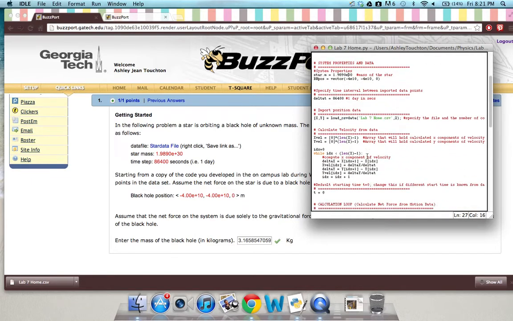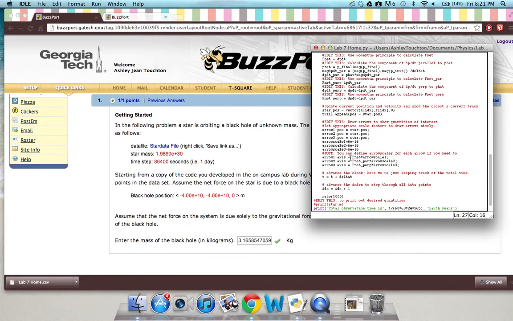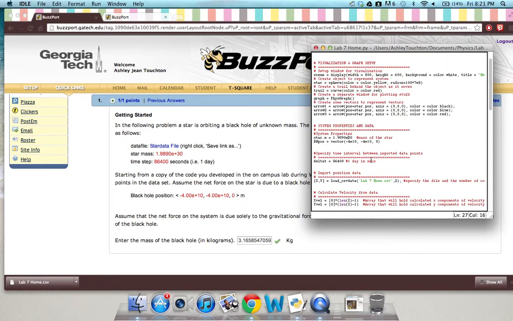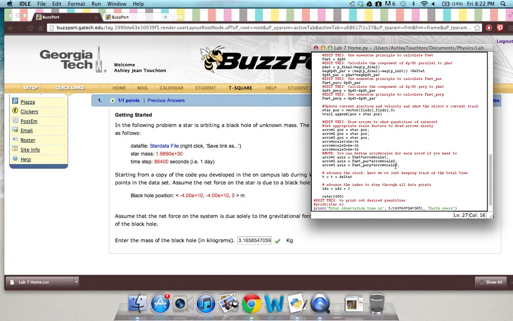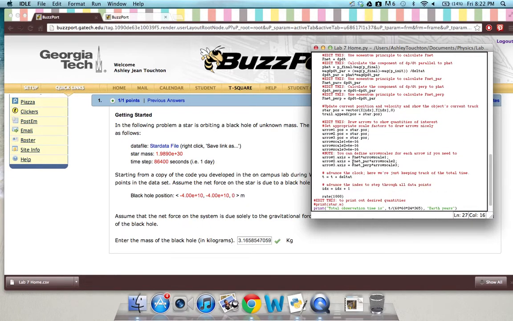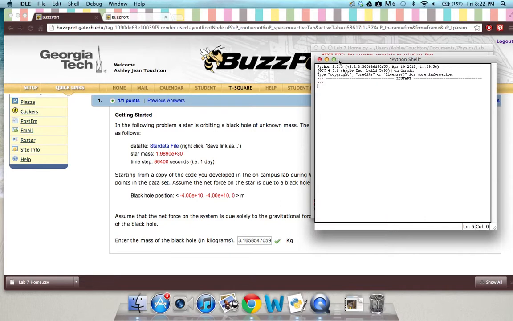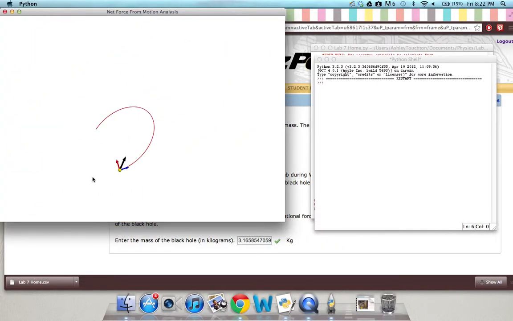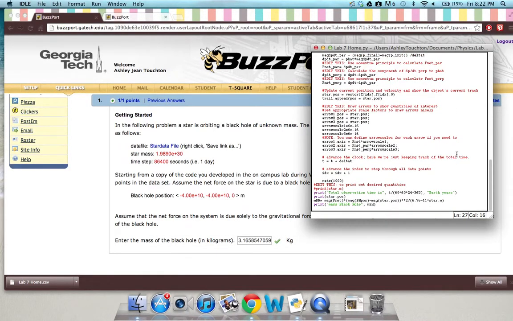I also adjusted all the arrows. So in this case, FNet is going to be represented by black. FNet parallel is represented by blue, and FNet perpendicular is represented by red. So once again, perpendicular is red, parallel is blue, and FNet is black. And you can see when I run this model, these arrows are represented.